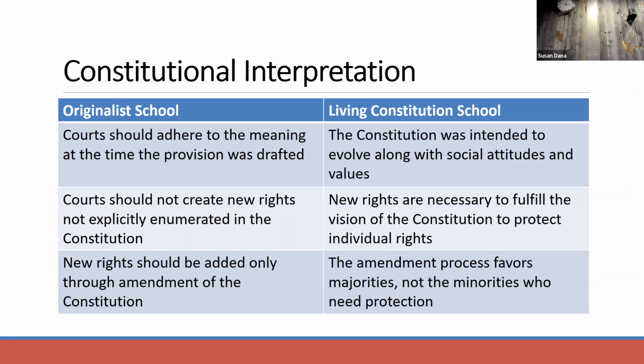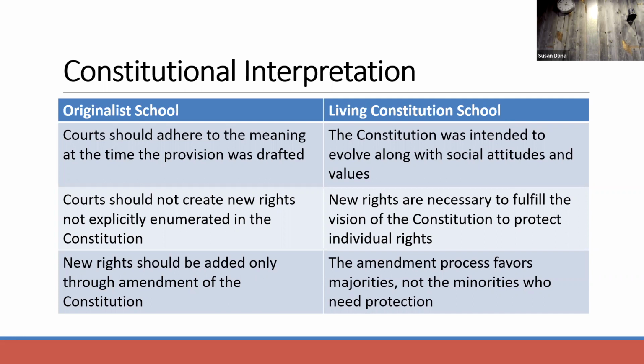is more the living constitutional school, which says the Constitution was always intended to evolve along with our social rights. It was never intended to be static. It was never intended only to protect the rights in 1792 or 1868. That isn't how it was designed to be. New rights are necessary to fulfill the vision of the Constitution. So as we evolve, we discover that rights are important to liberty and freedom that maybe weren't recognized at the time.